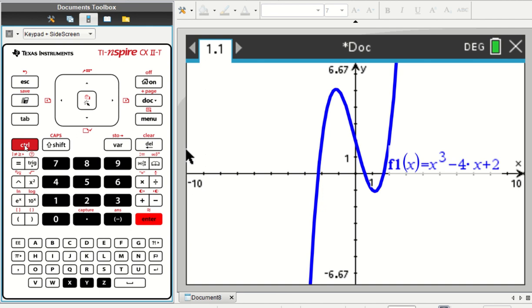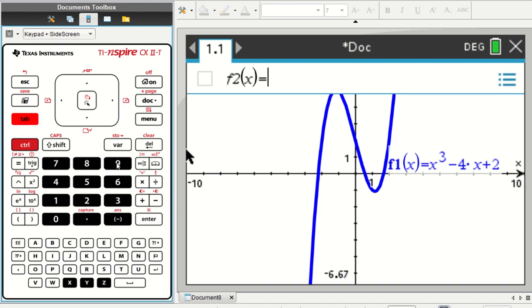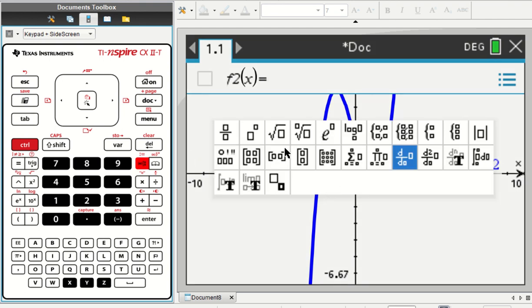To create a graph of the derivative, the next thing I want to do is press tab. Next to the 9, there's this special key that pulls up a menu, so the left side of that key. I want to choose the d over d box, and then there's a little box there.